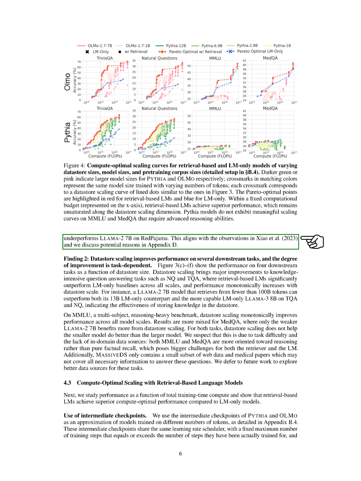For example, when retrieving from the largest MassiveDS datastore, the Llama 2 7B model surpasses the performance of the larger Llama 2 13B model. Interestingly, we find that Llama 3 8B performs worse than Llama 2 7B on the RedPajama dataset. We discuss possible reasons for this in the appendix.